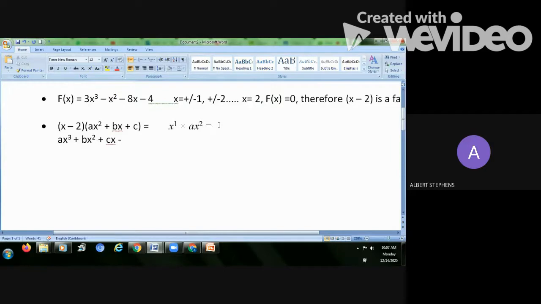Now there's a rule in indices that says whenever we're multiplying with the same base, we add the index. So there's an imaginary one right there. So 1 times a, what's 1 times a? You get back a. But you see the part with the x to the 1 and x squared. When you multiply the x's with the same base, you add the index or the exponents.